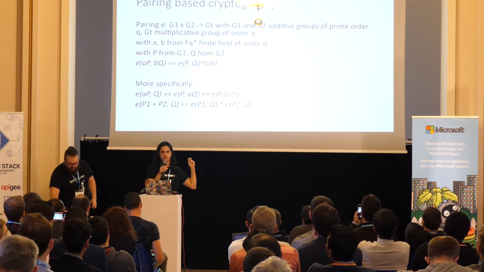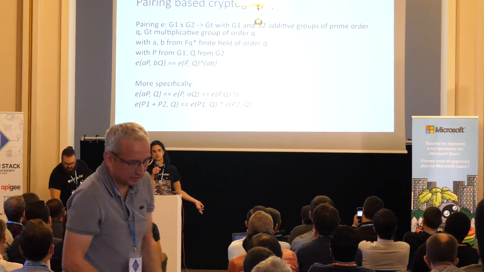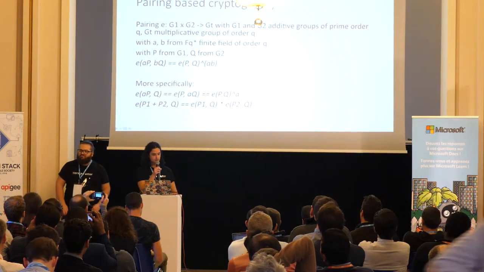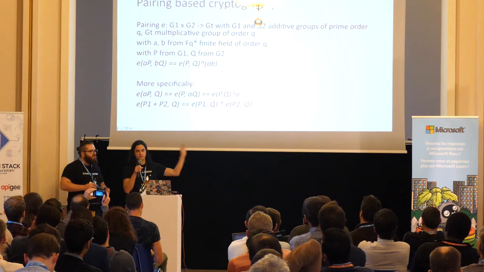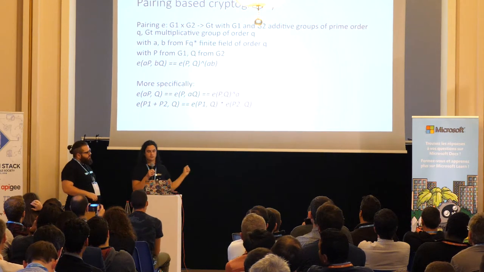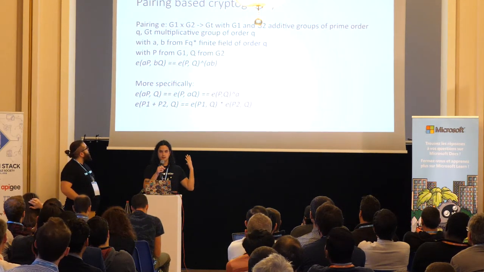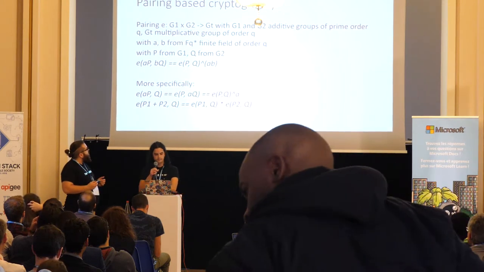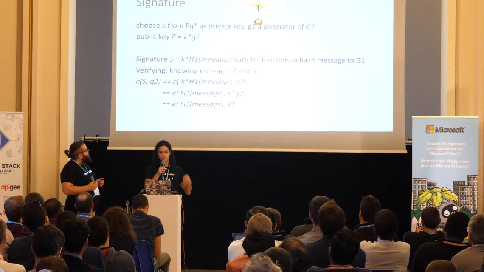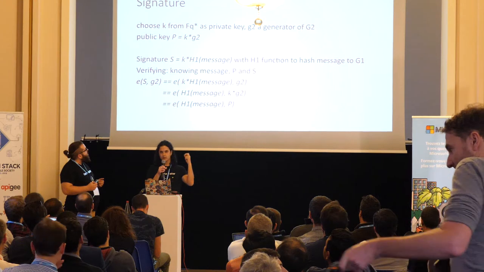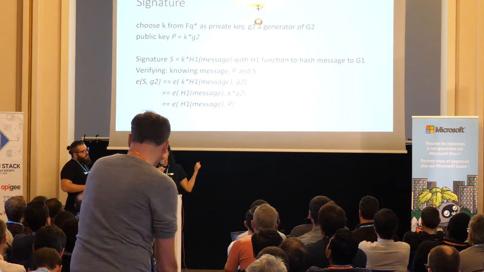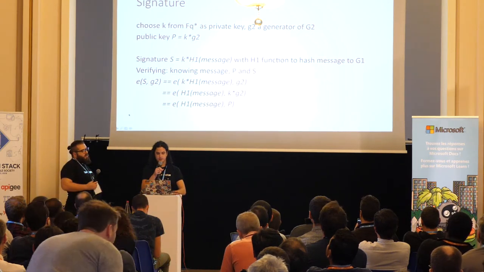Pairing-based crypto: a pairing is a function from two groups to another group, which allows some magical stuff like this equation. We can multiply points in one group and another, and you can move the scalars, the numbers, around. And it allows public key systems. So you choose a scalar, a number k, and you multiply one of your points with k, you get your public key, so in my group G. And I can apply my pairing to that.